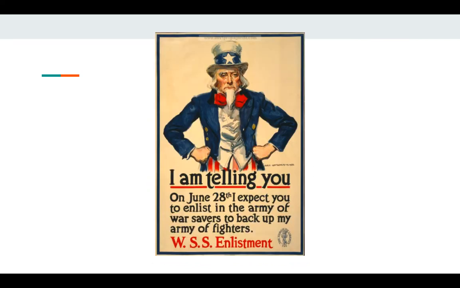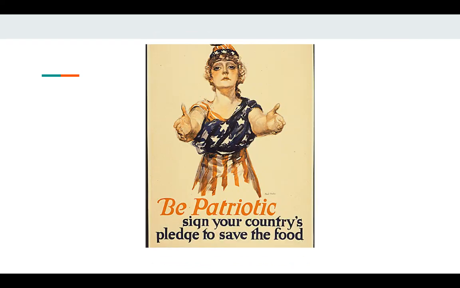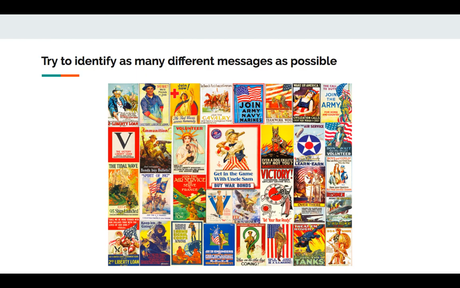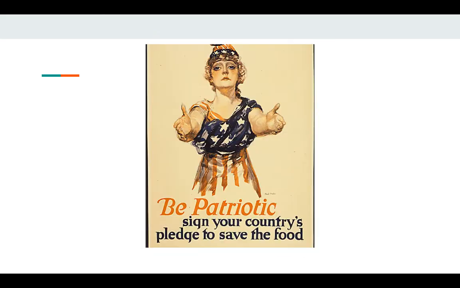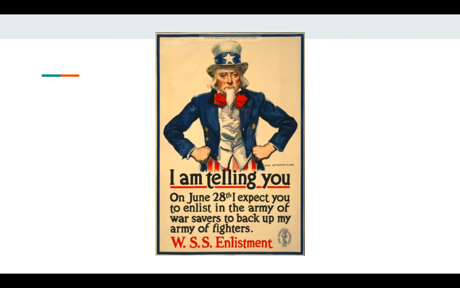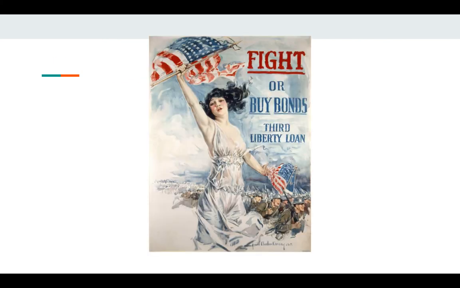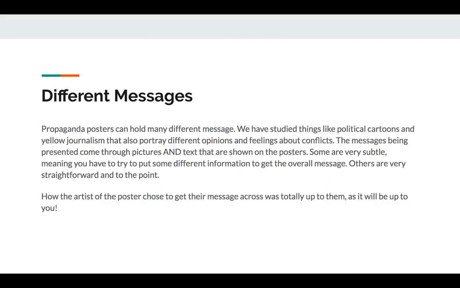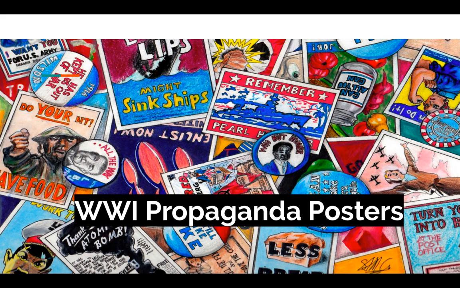So there's a few different examples of propaganda posters. You have a big collage right here, and then we broke down the individual examples. Scroll back to the very first slide. You have some art examples.